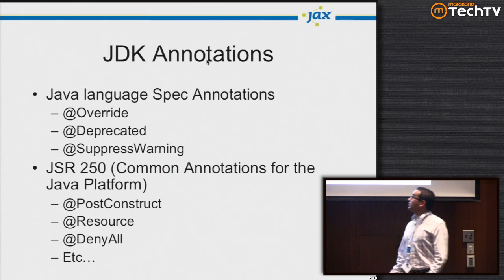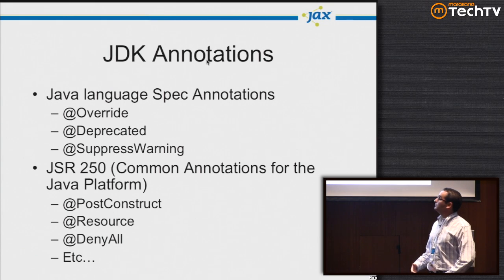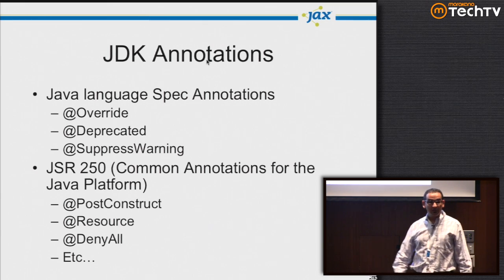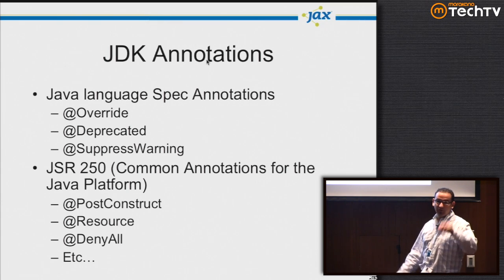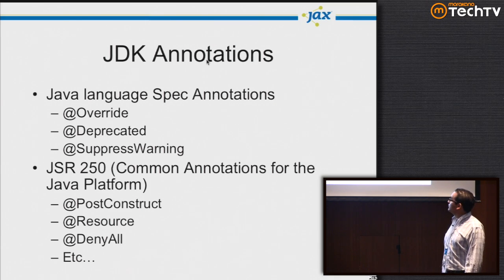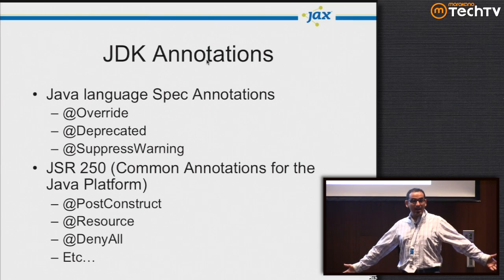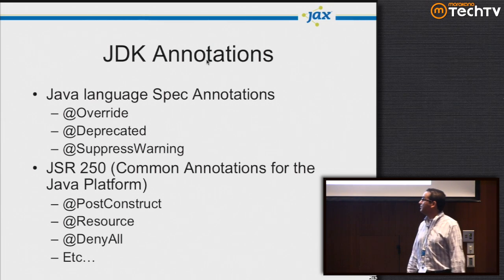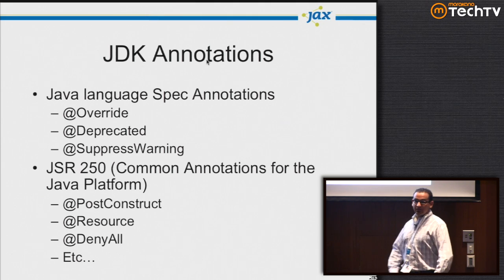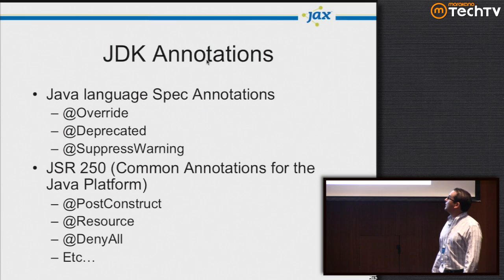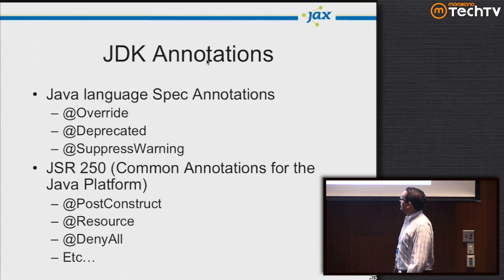JSR 175 defines some annotations that are part of the JDK itself, like Override, Deprecated and SuppressWarnings. If you're a user of Eclipse or any other IDE, they'll do that for you, or put a little warning for you for those to be added. JSR 250, common annotations for the Java platform, defines a good set of them. PostConstruct as an example, Resource and DenyAll. Some of them are used for security. PostConstruct is more of a life-cycle management of the actual POJOs or beans.